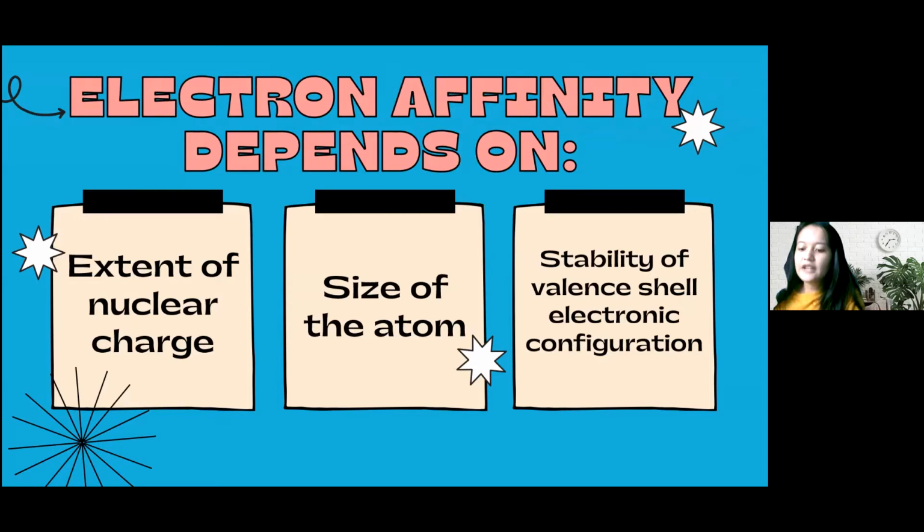The electrons on the outermost shells of an atom have a weak attraction to the nucleus. Hence, the value of electron affinity is low. On the other hand, atoms with smaller atomic size have higher electron affinity. Lastly, stability of valence shell electronic configuration. Elements with half-filled or fully filled subshells will have lower electron affinity because they are unlikely to accept an additional electron. Therefore, elements with unstable electronic configuration have higher affinity for electrons. Next.